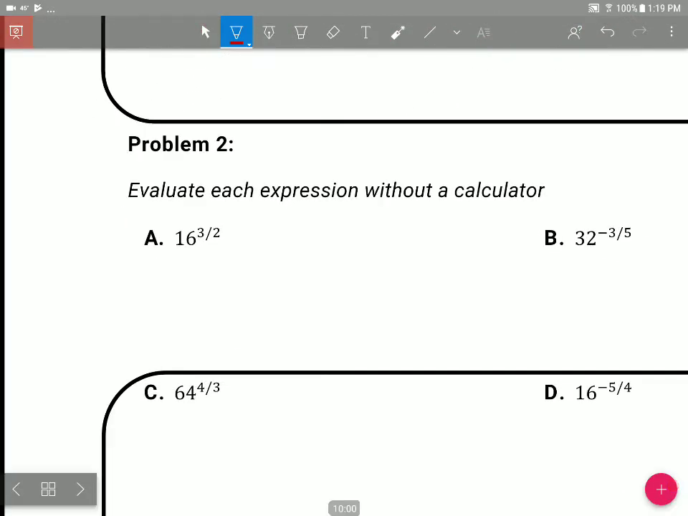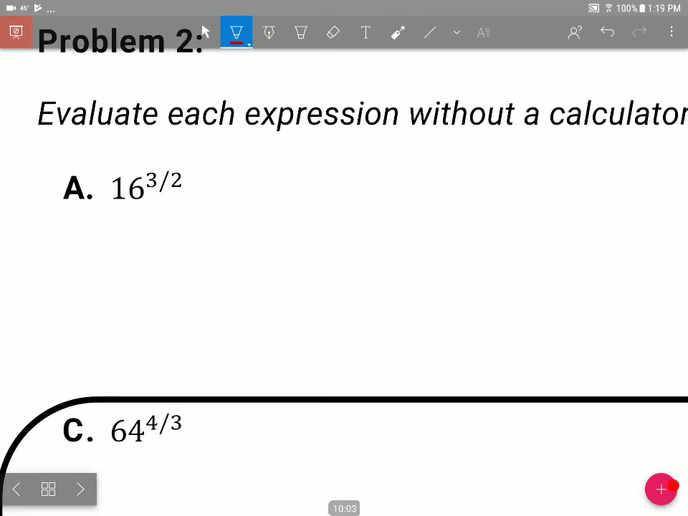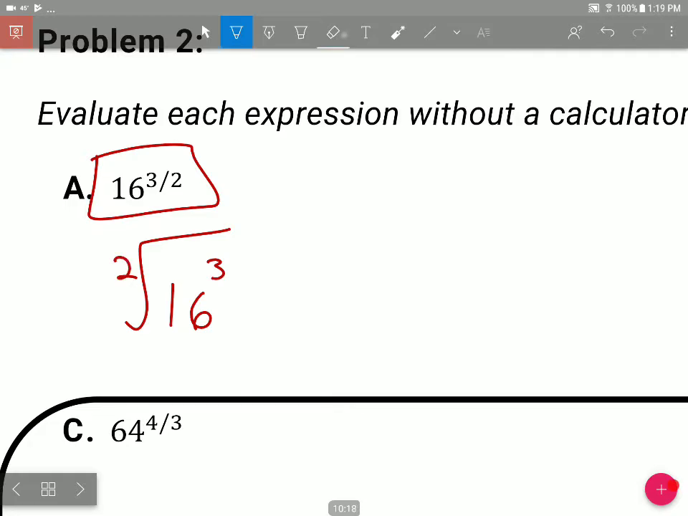Problem 2, it says evaluate each expression without a calculator. Okay, easier than you think. So first things first, let's switch this back to a radical. So this would be the square root of 16. Now, is it to the third power or to the second power? Third power, it's the second root, which we don't have to write the 2 for a square root. So question, anybody know the third power of 16 off the top of their head? 2. 16 to the third power is 2? Yes. No. Oh. Yeah, okay, but let me ask you this. Anybody know the square root of 16? 4. Right, exactly.